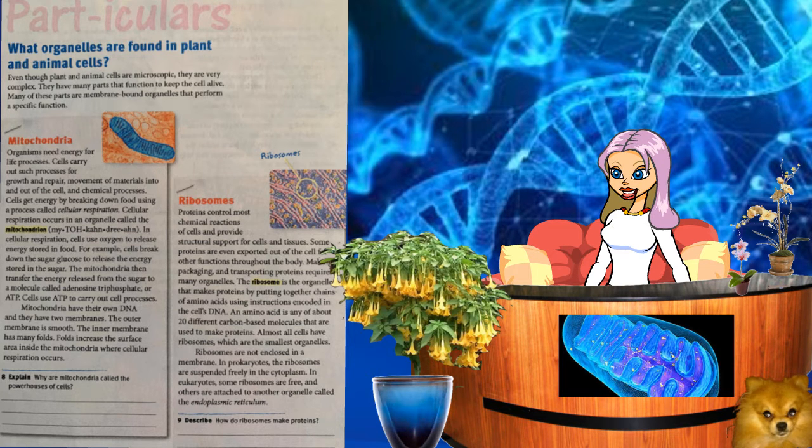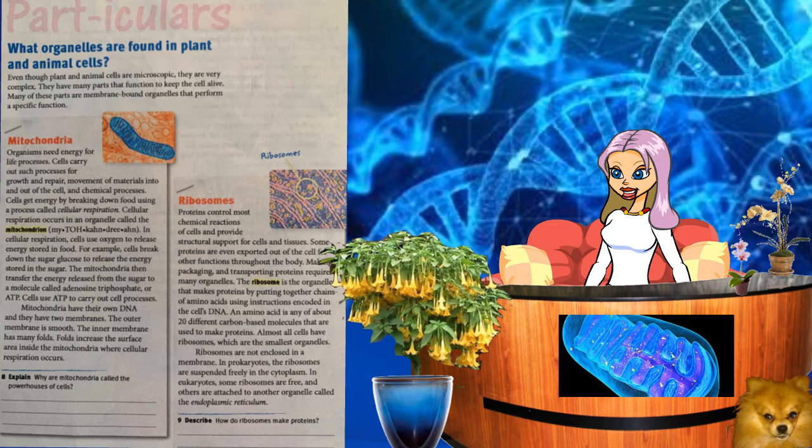Let's look at mighty mitochondria. Organisms need energy for life processes. Cells carry out such processes for growth and repair, movement of materials into and out of the cell, and chemical processes. Cells get energy by breaking down food using a process called cellular respiration. Cellular respiration occurs in an organelle called the mitochondria. In cellular respiration, cells use oxygen to release energy stored in food.